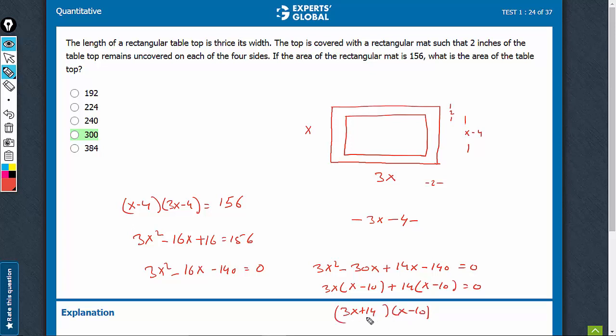This leads to a negative value of x, which is not possible. So x turns out to be 10. What is the question? What is the area of the tabletop? Area of the tabletop is x into 3x. So that is 10 into 30. Turns out to be 300. That's the answer.